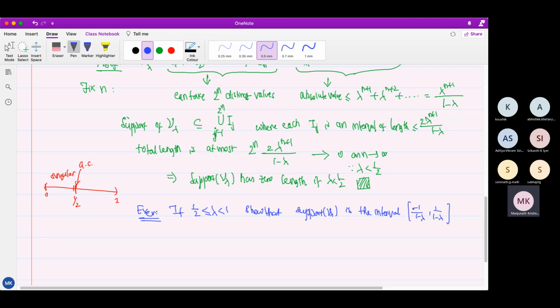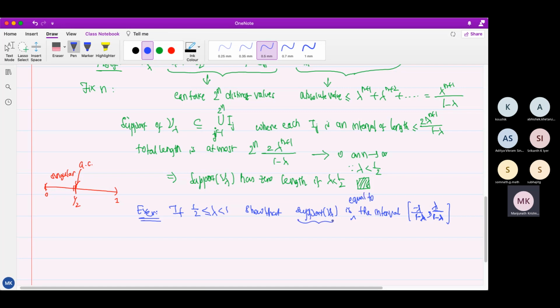So when lambda is half, that is minus, okay, no, something is wrong. Minus lambda over 1 minus lambda. So this is lambda over 1 minus lambda and minus lambda over 1 minus lambda. So when lambda is half, this is minus 1, 1. So this is exactly equal to, I'm not saying contained in or something.